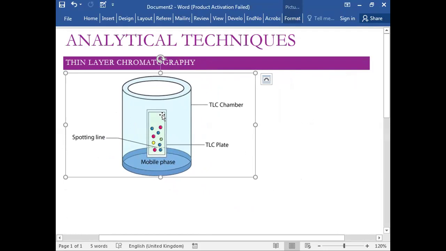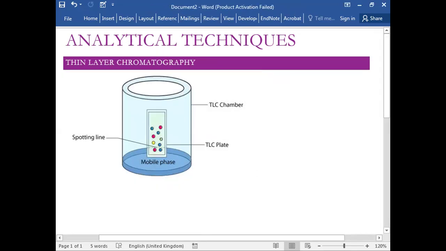There has to be a stationary phase and there has to be a mobile phase in thin layer chromatography. So what is the stationary phase? Stationary phase is supposed to be a solid or a liquid which is supported on a solid, kind of like a gel kind of thing. And the mobile phase is the phase that will take the components through the stationary phase.